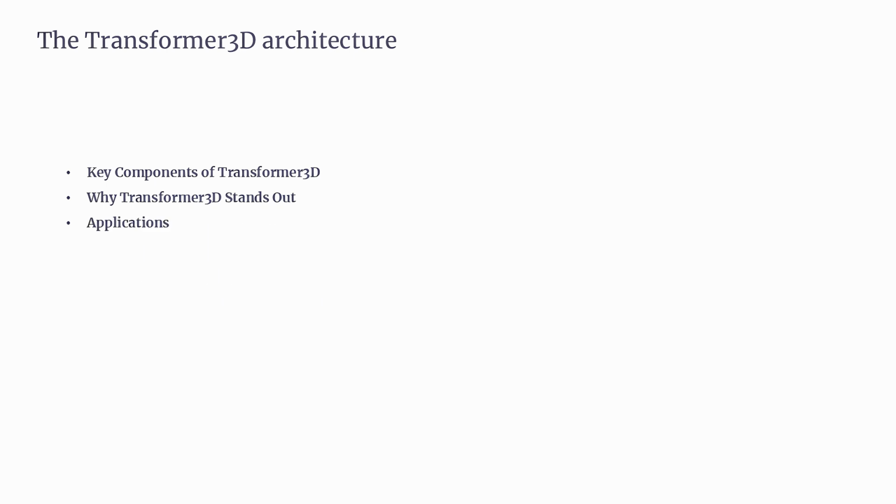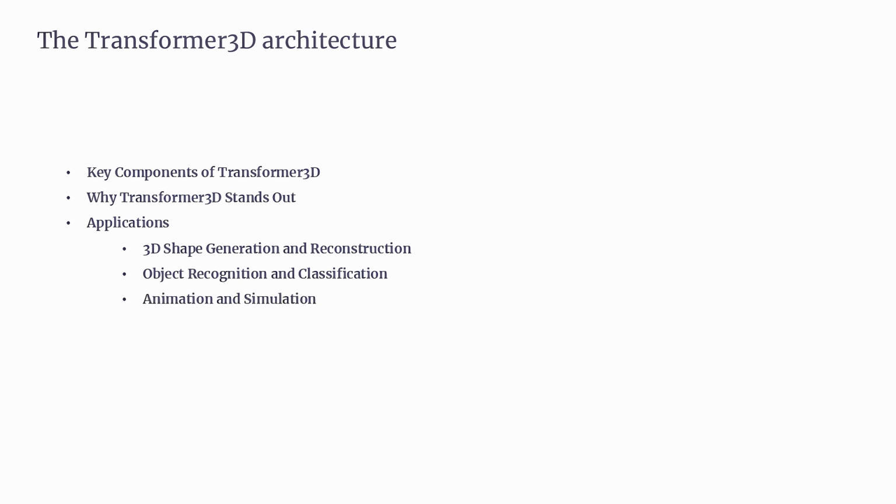The third. Applications. Transformer 3D is versatile and has been successfully applied to 1. 3D shape generation and reconstruction. These models can create new 3D shapes or reconstruct incomplete ones by learning patterns from large datasets. 2. Object recognition and classification. The ability to analyze complex 3D relationships makes these models effective in identifying and classifying objects in space. 3. Animation and simulation. In graphics, Transformer 3D models can simulate realistic object movements and interactions.